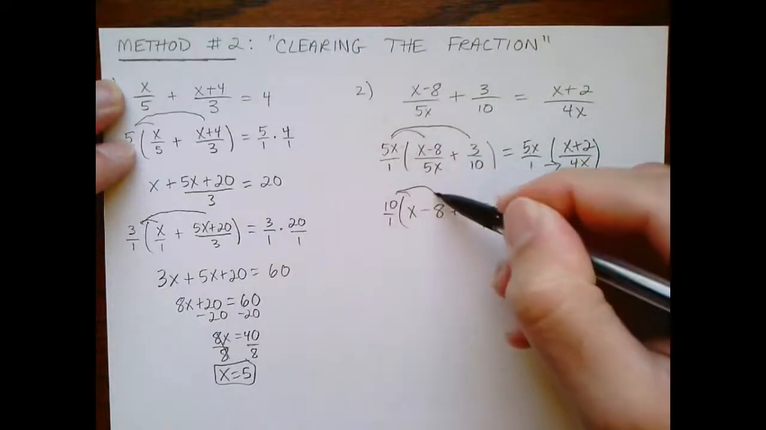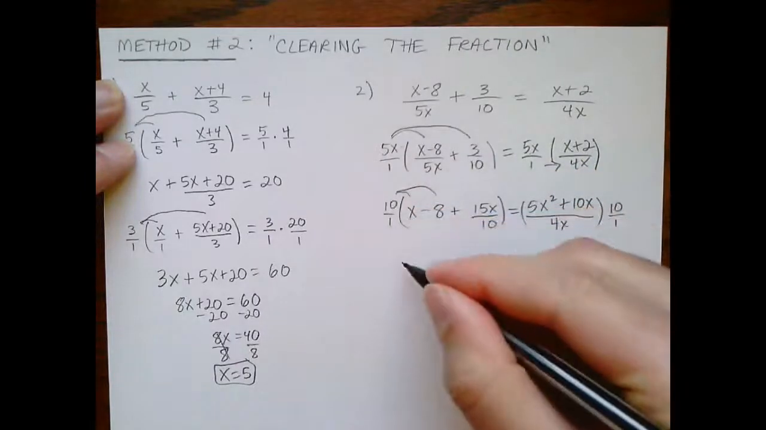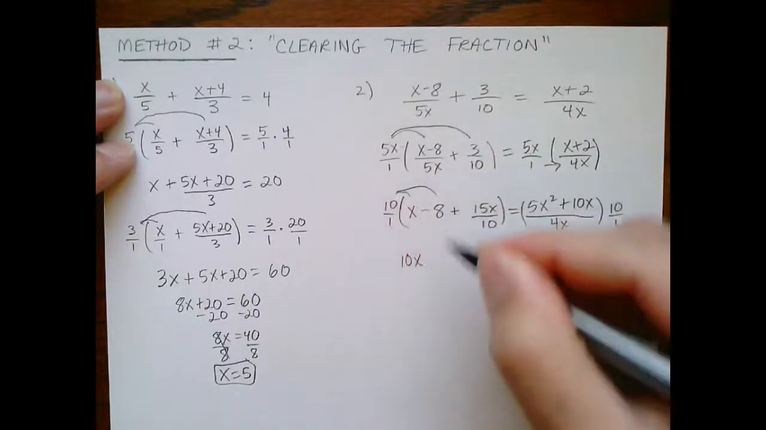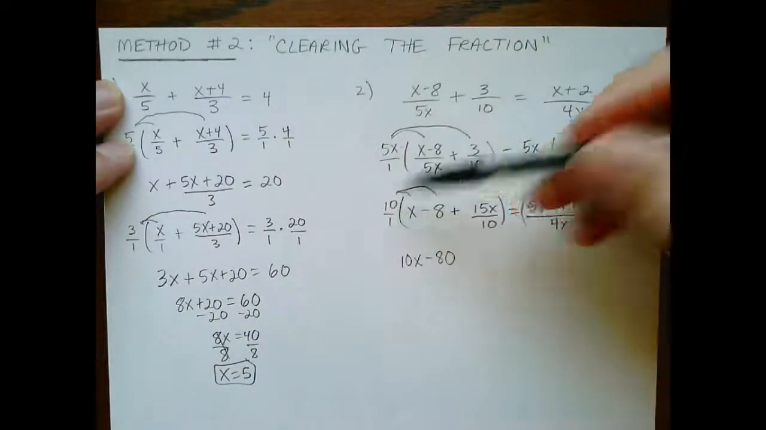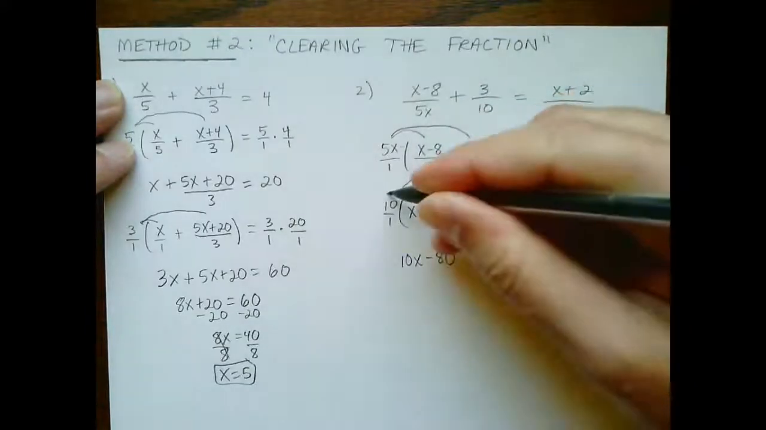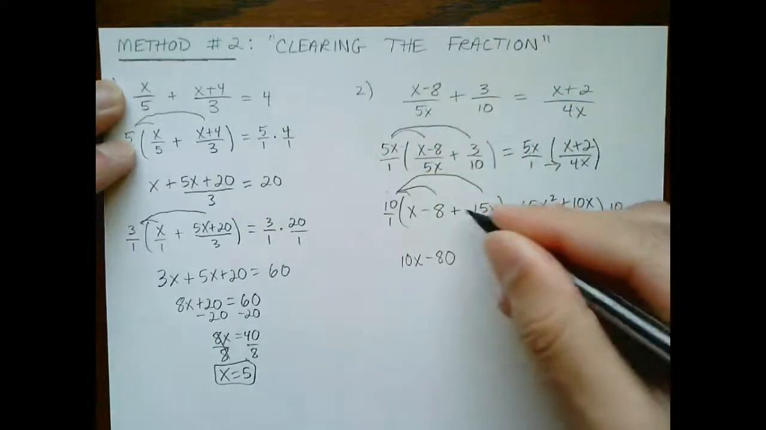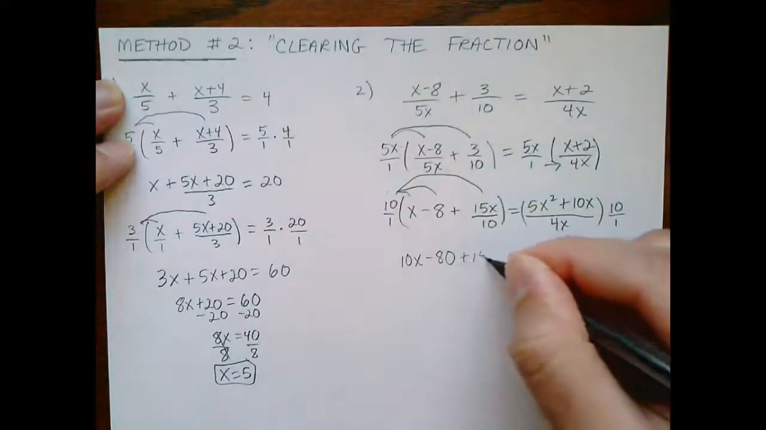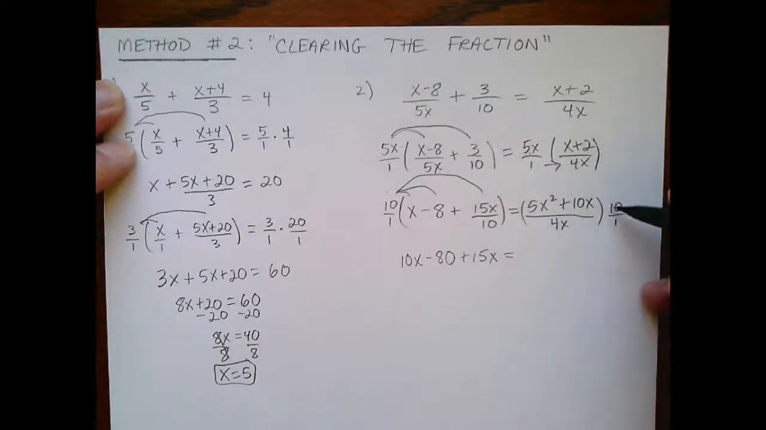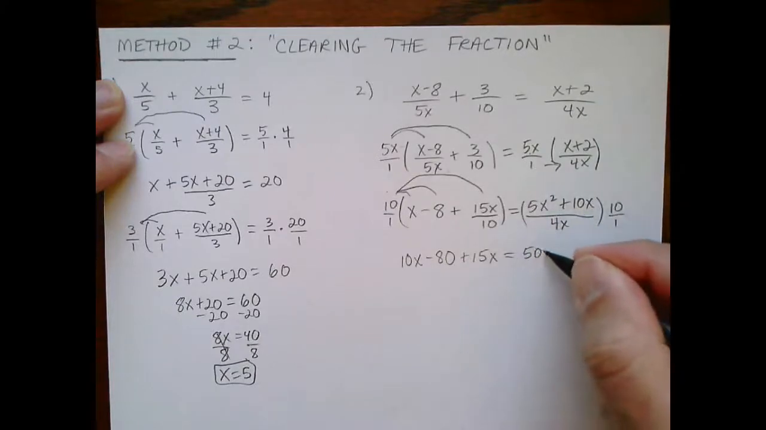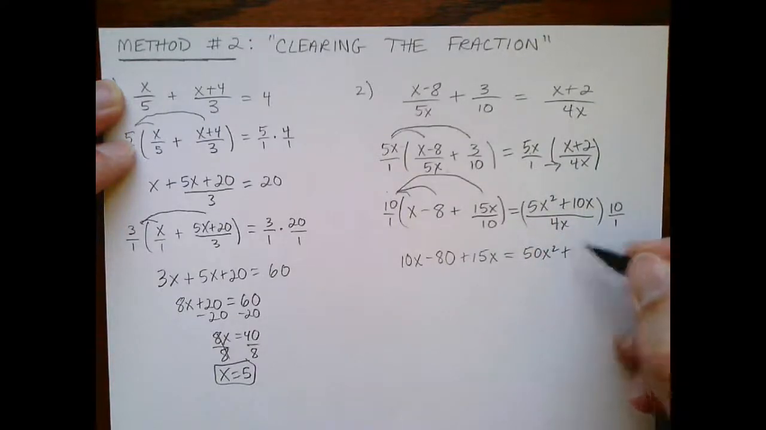So in goes 10. I'll multiply it by everything. 10 times x, 10x. 10 times negative 8, negative 80. 10 times this 15x over 10. Well, multiplying by 10 and dividing by 10 cancel each other out. So I'm left with just plus 15x equals, this 10 gets multiplied by everything at the top there. 5x squared times 10 is 50x squared, plus 10x times 10, which is 100x.